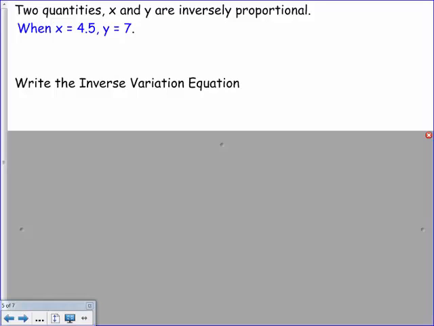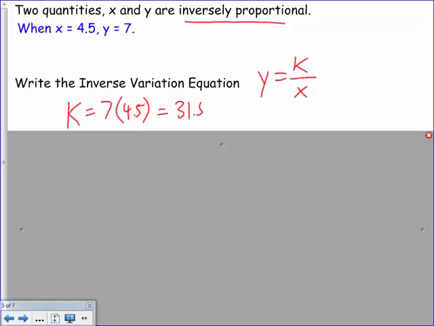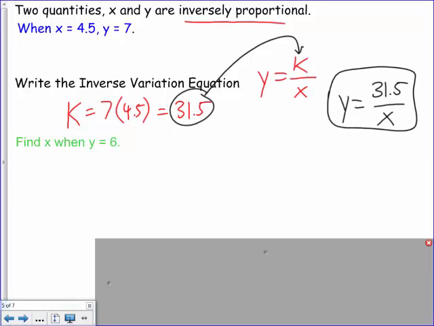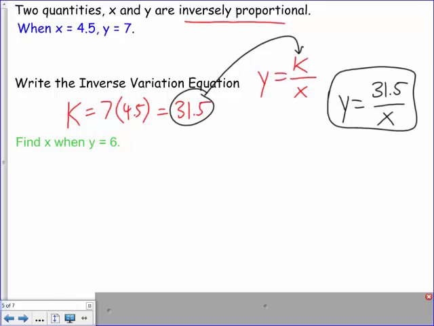So it says they're inversely proportional when x equals 4.5, y equals 7. It says write the inverse variation equation. So I want to write my y equals k over x. That means I've got to solve for k first. And how do we do that? That's right, we just multiply the two. And so that gives us 31.5, and then I plug that into my equation. So I say y equals 31.5 over x. There's my equation.